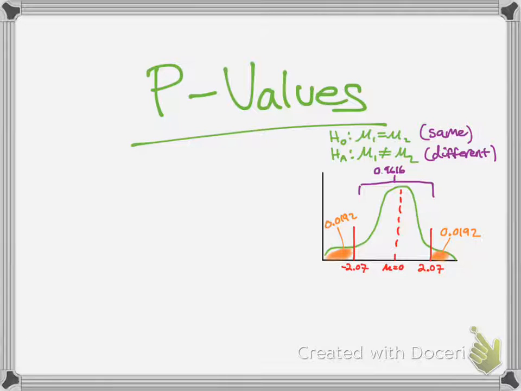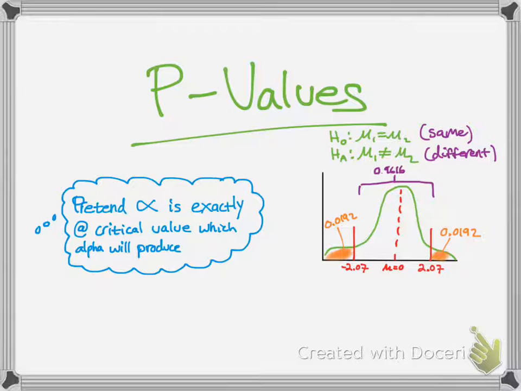So say you did your statistical test and you found the distribution here, you calculated your test statistic, and you got 2.07, and then you figured out, okay, that contains 96.16% of the data that's distributed here. Well, what we're going to do, when you're calculating for your alpha, is pretend that the alpha is exactly at the critical value when calculating your p-value.